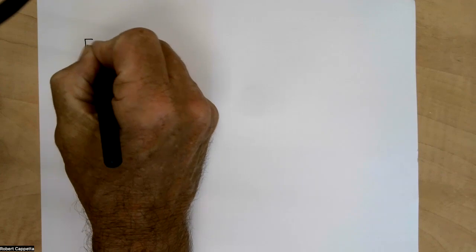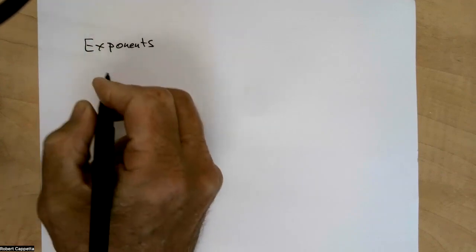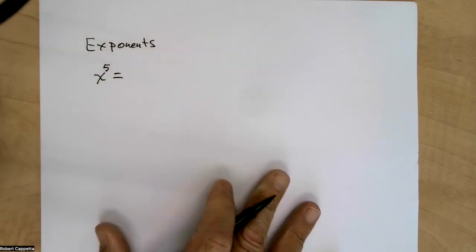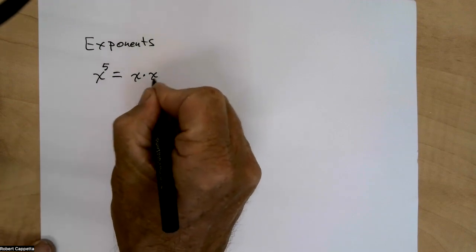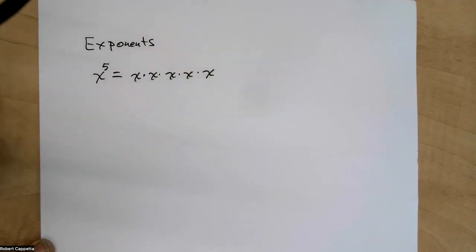This lesson is on basic rules of exponents. So let's remind ourselves what x to the fifth power means. That means x is a factor 5 times: x times x times x times x times x.